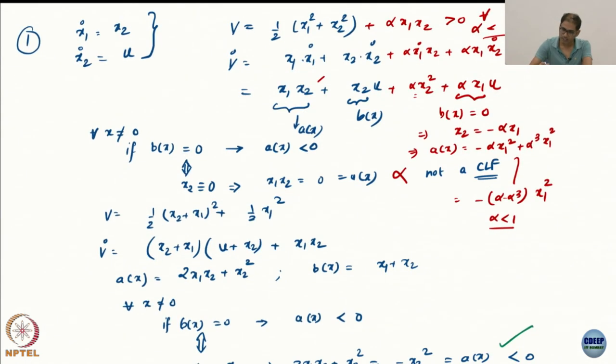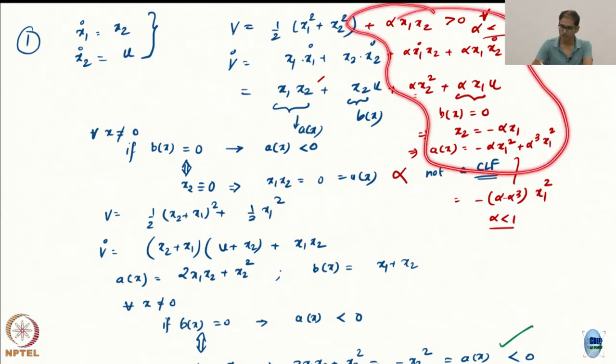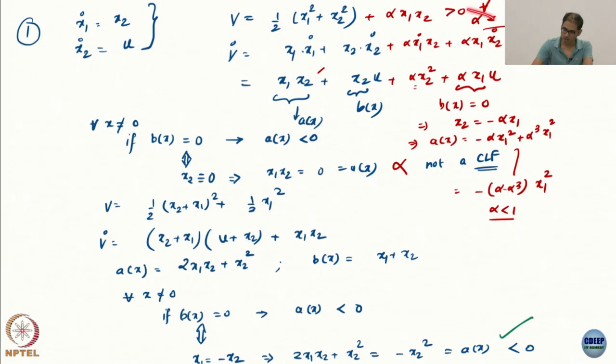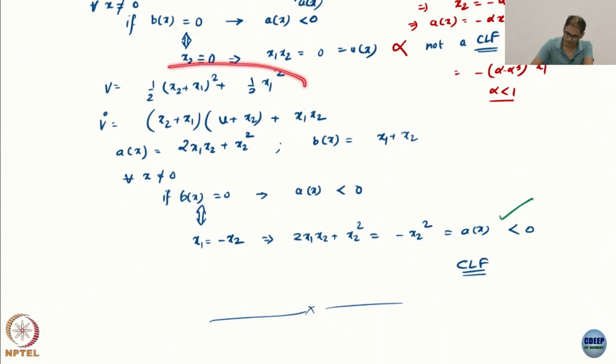Of course, I gave you another trick also, that whenever your Lyapunov function doesn't turn out to be a CLF, you can always try adding mixed terms, which also worked out. This was also a valid CLF. Okay, no problem. But I don't want to focus on this guy. I want to focus on this guy. Does this remind you of something now?